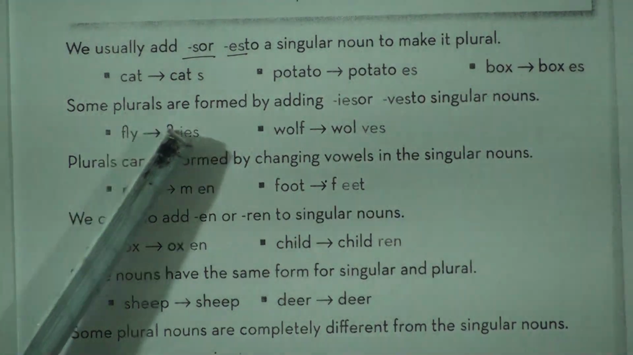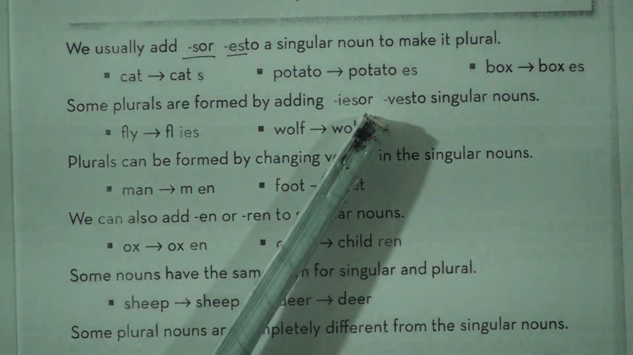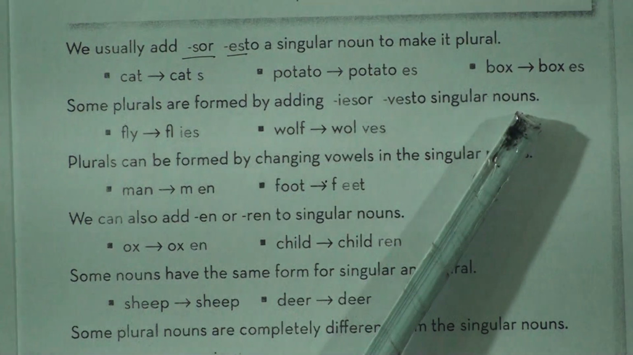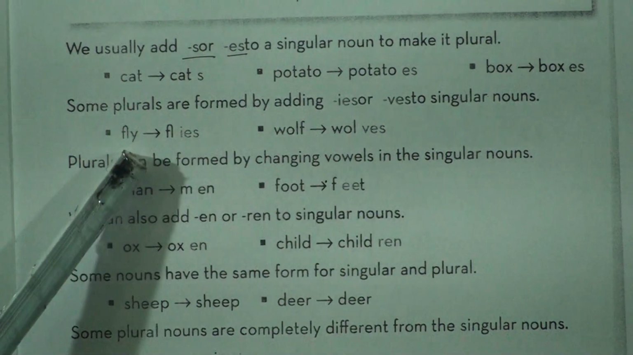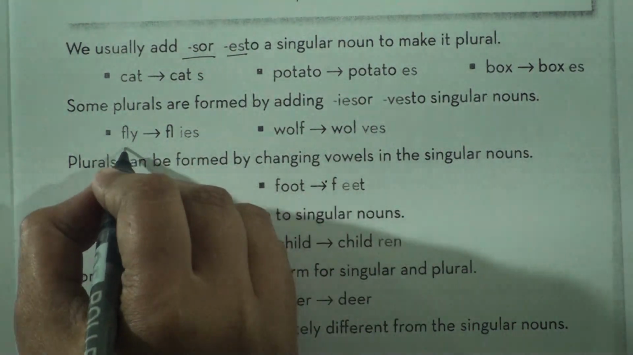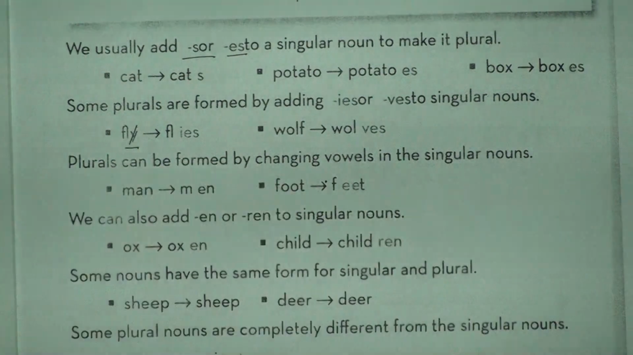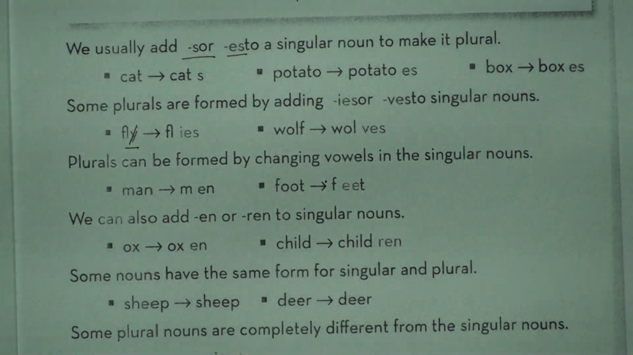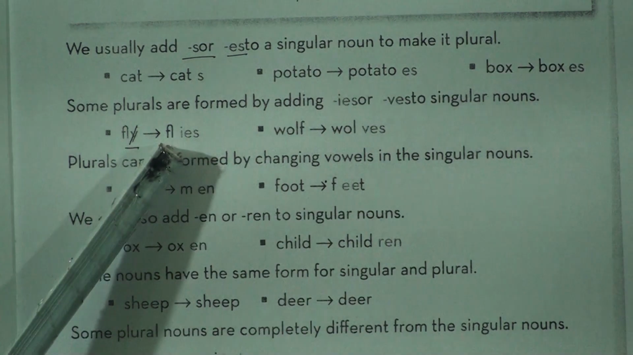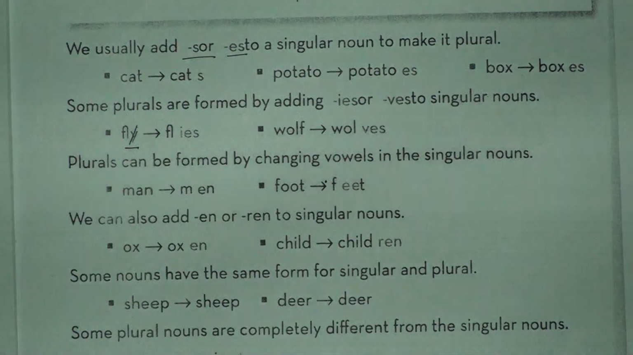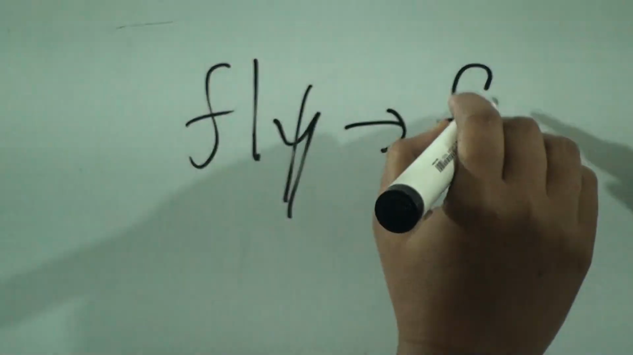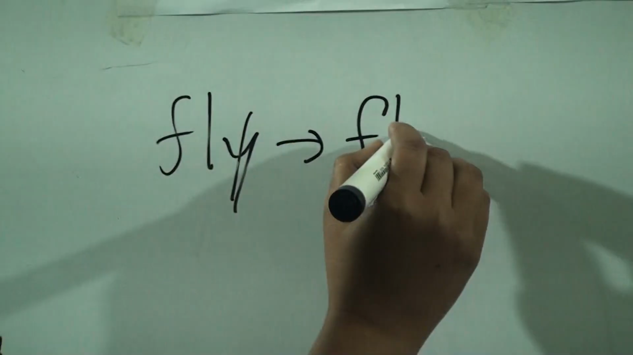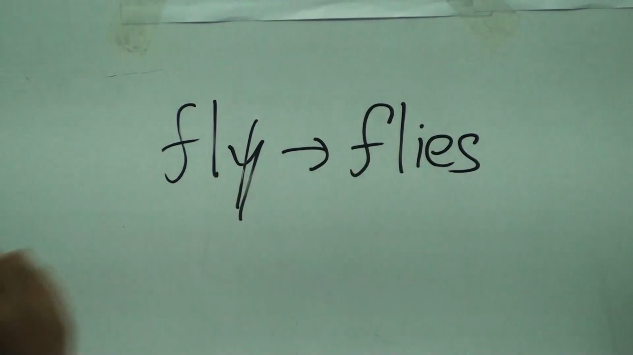Some plurals are formed by adding ies or ves to singular nouns. Now look at the word fly. Fly, flies. If the word ends in y, you will drop y and add ies to make it plural. Fl, now you will write i instead of y and then es. Fly, flies.